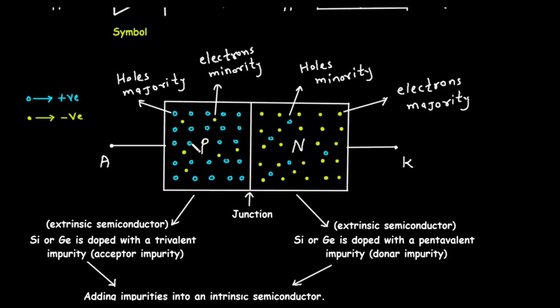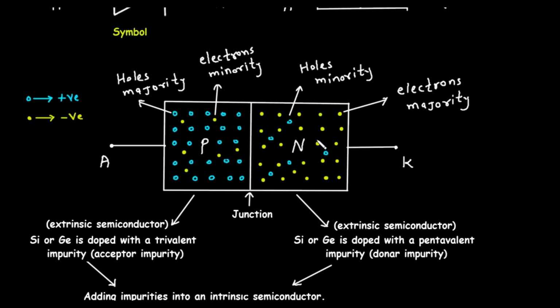Let's examine the P-type region on the left. As you can see, there are many hollow blue circles and only a few solid yellow dots. This illustrates a key property of P-type material: the holes are the majority charge carriers, meaning they are the most abundant. The electrons are the minority charge carriers, meaning there are very few of them.